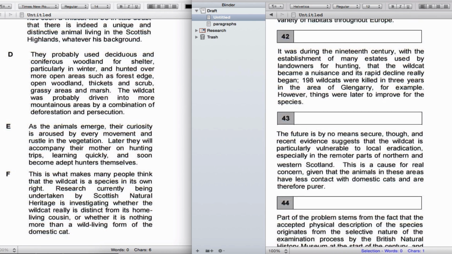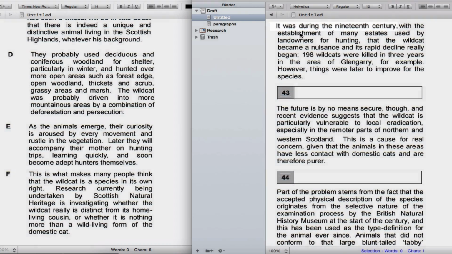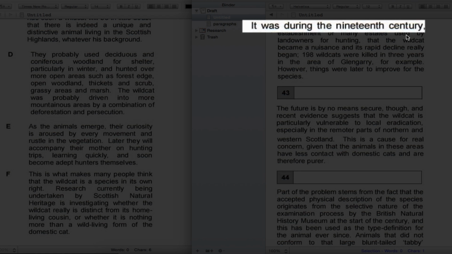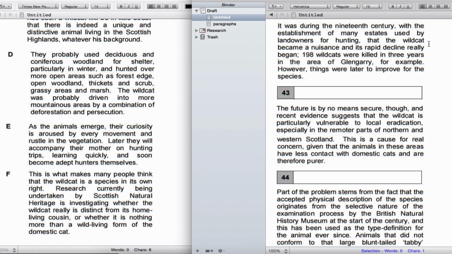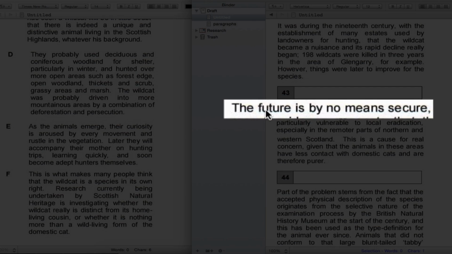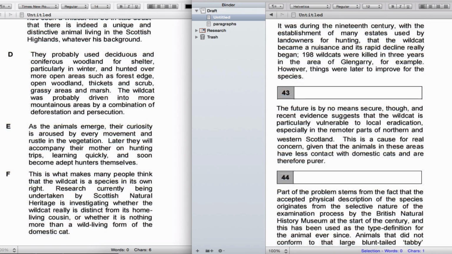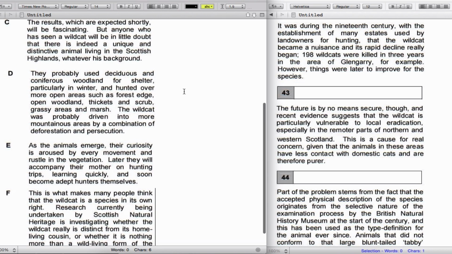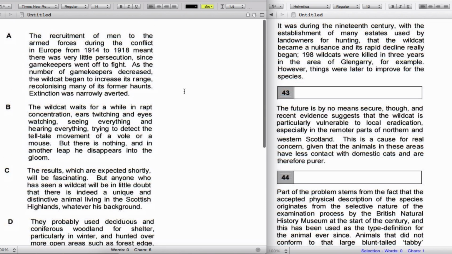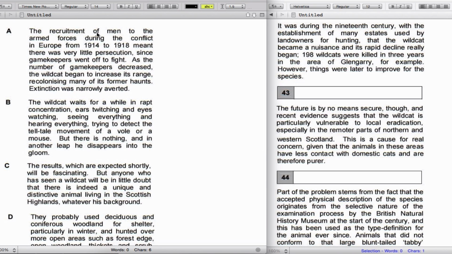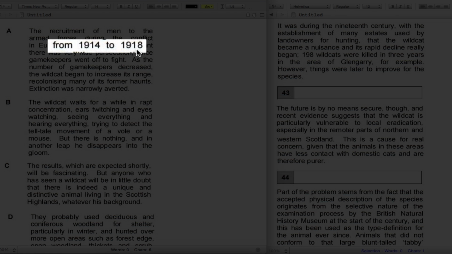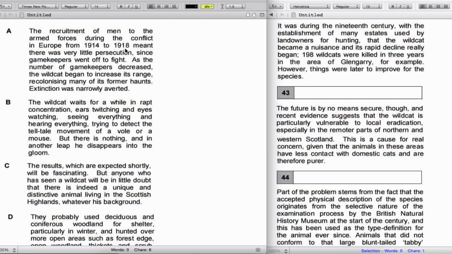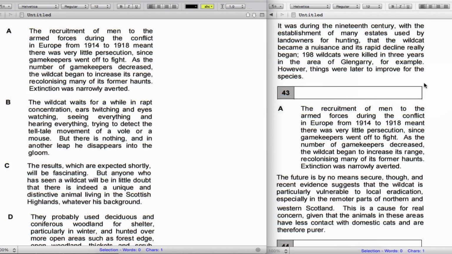I think this one was the next one I wanted to look at. It was during the 19th century. Okay, I like it when they have the time phrases. So here we have the 19th century, and here after the gap we have the future is by no means secure. So now in the paragraph I'm looking for something that has a lot of time language. Time. Oh, what's this? The recruitment of men to the armed forces during the conflict in Europe from 1914 to 1918. Yeah, let's put that over there, see what it looks like.